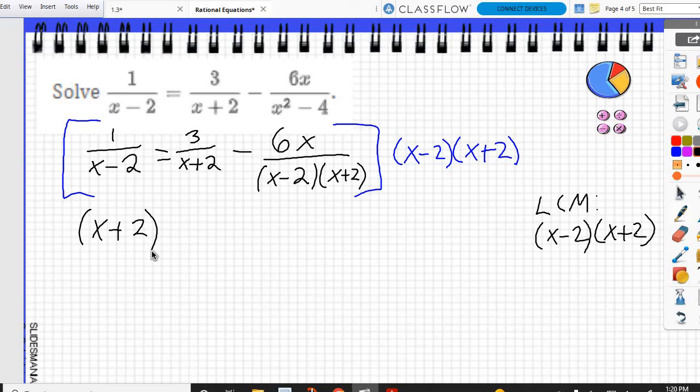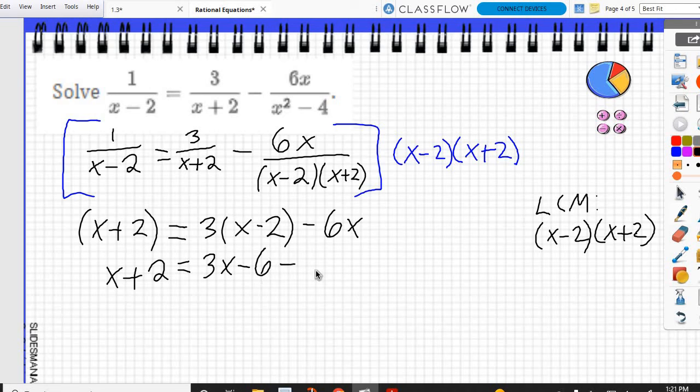Now, when I distribute it to the second one, what's going to reduce? The x plus 2's. But notice this time we are left with a 3, okay? And then what else is left? x minus 2. And then what reduces on the last one? Both of them. So we're just left with a minus 6. So then what do we want to do? Distribute. So we get 3x minus 6 minus 6x.